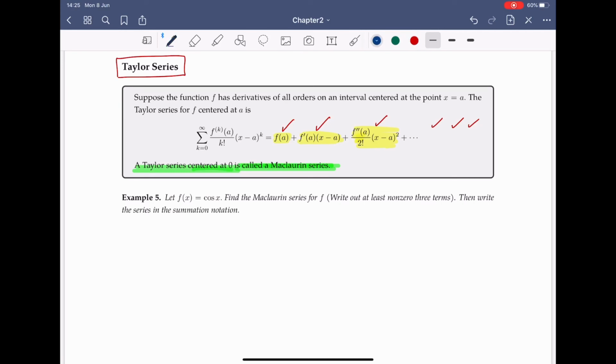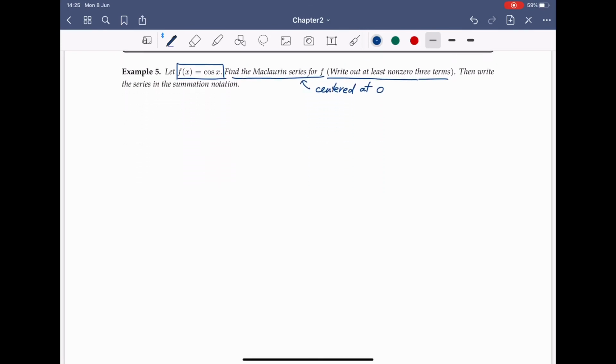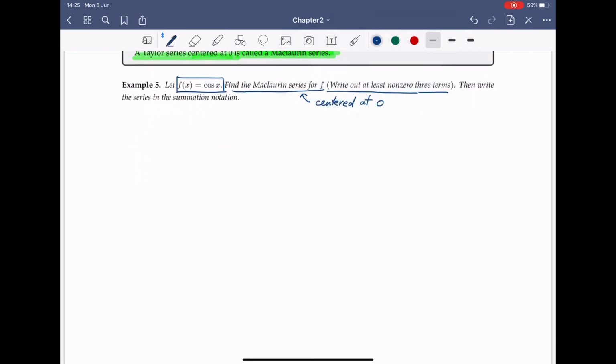Example 5. Let f(x) equal cosine x. Find the Maclaurin series for f, which means I have a Taylor polynomial centered at 0. Write out at least three non-zero terms, and then write the series in summation notation. Alright, let's do it. Because we need at least three non-zero terms, we're going to differentiate over and over until we get three non-zero terms.